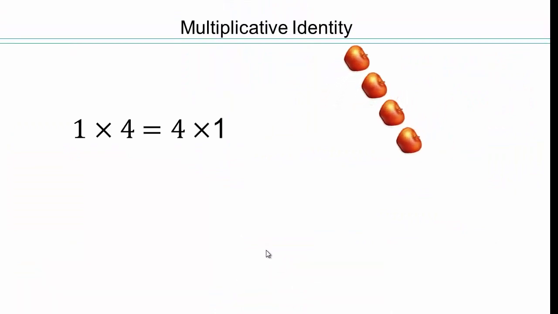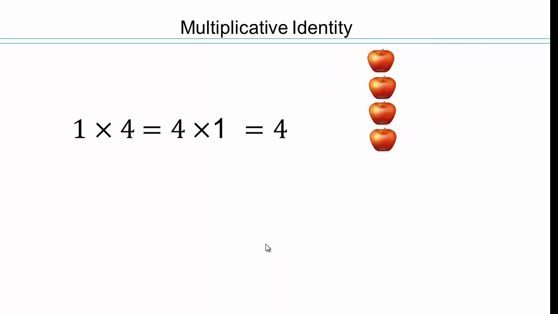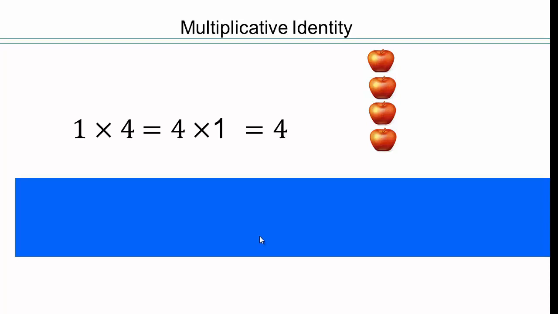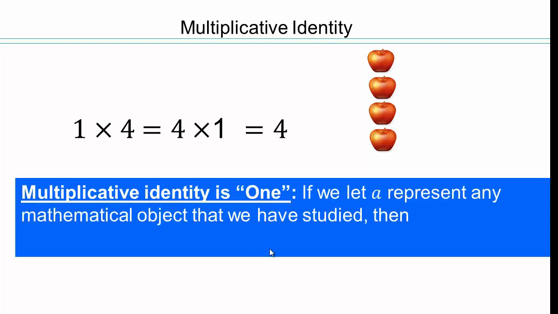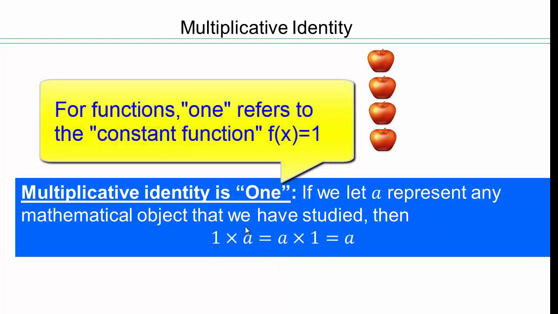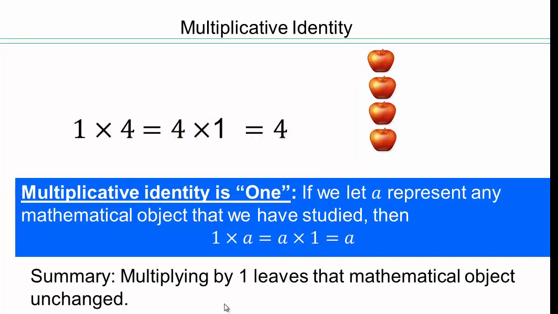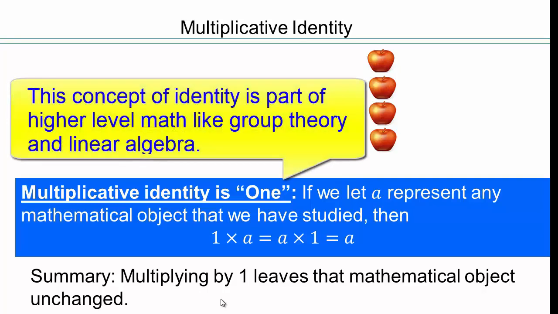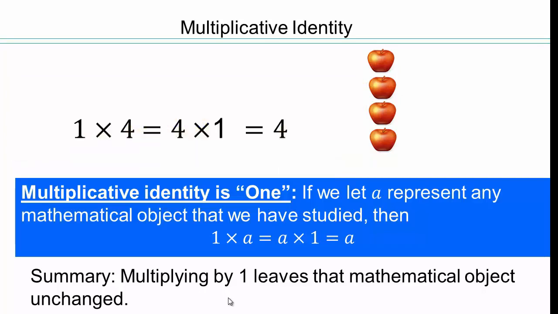Let's talk about multiplicative identity. So if you take 1 times 4, which is 1 row of 4 apples, or if you take 4 times 1, which is 4 rows of 1 apple, either way you have 4 apples. So in general then, we're going to say 1 is our multiplicative identity for all the objects that we've studied so far, because 1 times A equals A times 1 equals A. In general then, multiplicative identity is an object that multiplied by all the objects in the set leaves the object unchanged. In our case, it's going to be 1.